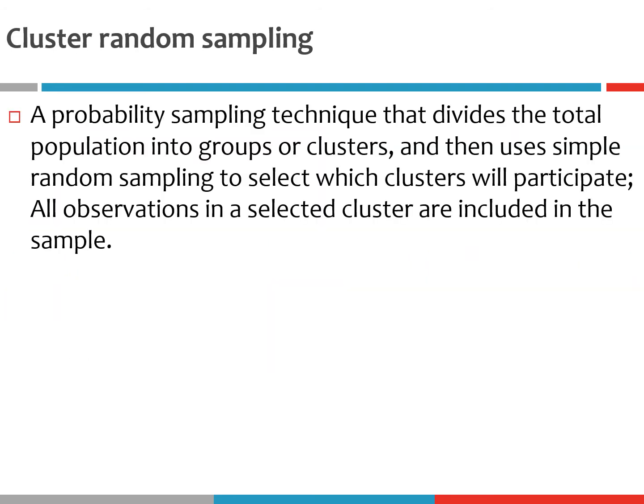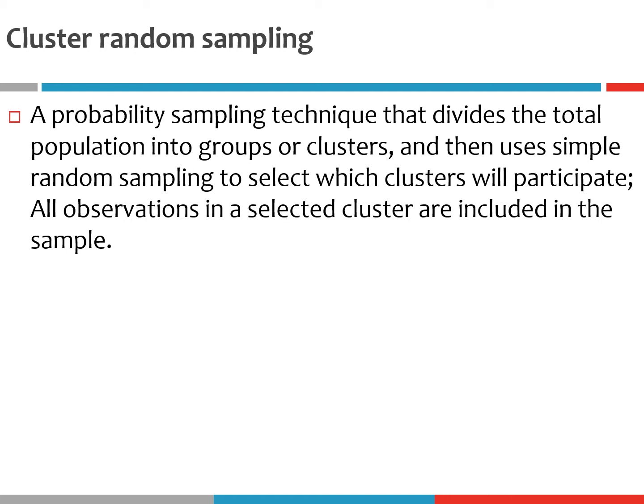Okay. So next we have cluster random sampling. And students often confuse cluster random sampling with stratified random sampling. So I want to make this really clear for you, okay? So with cluster random sampling, you divide the total population into groups or clusters and then use simple random sampling to select which clusters will participate, and then all observations in a given cluster are included in the sample, right?